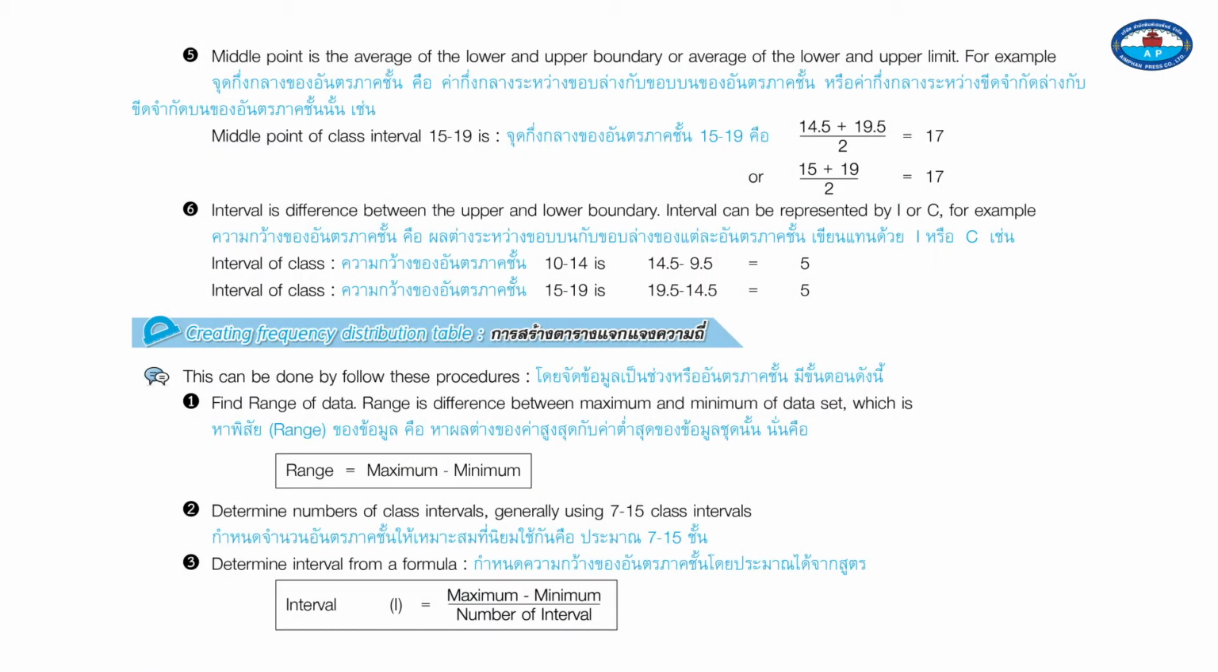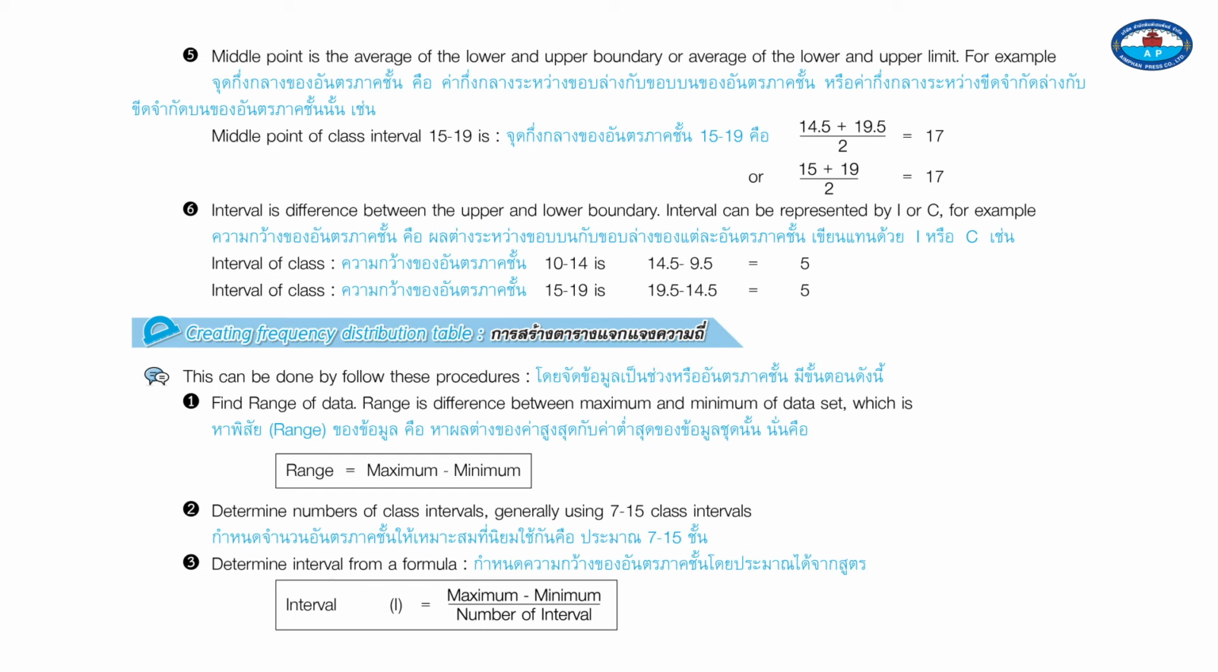5. Middle point is the average of the lower and upper boundary, or the average of the lower and upper limit. For example, middle point of class interval 15 through 19 is (14.5 plus 19.5) over 2 equals 17, or (15 plus 19) over 2 equals 17. 6. Interval is the difference between the upper and lower boundary. Interval can be represented by L or C. For example, interval of class 10 through 14 is 14.5 minus 9.5 equals 5. Interval of class 15 through 19 is 19.5 minus 14.5 equals 5.